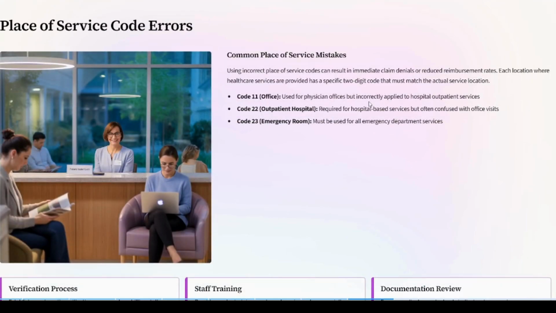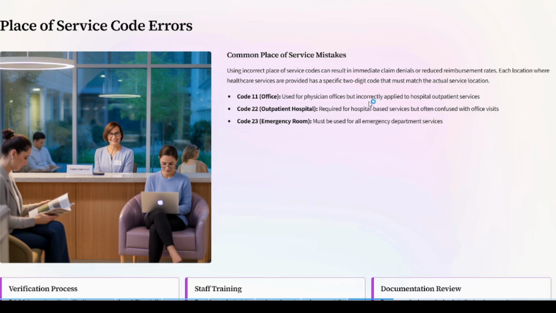All right, next we have place of service code error. I've seen this as well. Common place of service mistakes. Using incorrect place of service codes can result in immediate claim denials or reduced reimbursement rates. Each location where health services are provided has a specific 2-digit code that must match the actual service location.